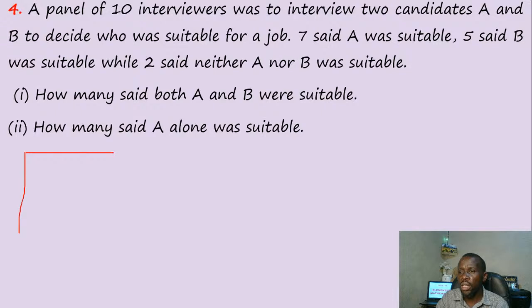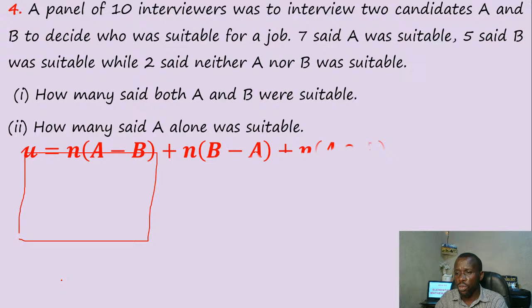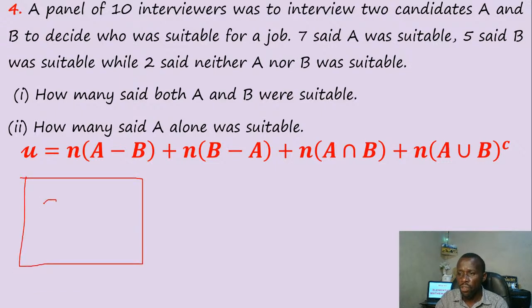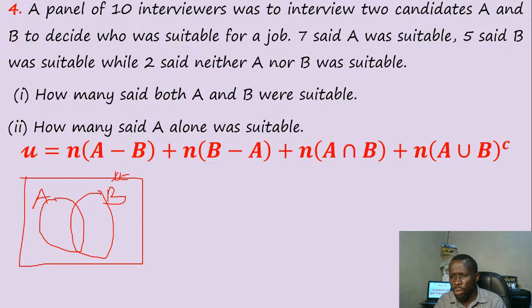Draw the rectangle first. Sorry, the formula is still going to be there, so I have to erase this. Okay, now I have the first rectangle, a circle, and the second one. Now, let's say this is A and this is B, based on what we are given. The universal is 10 interviewers, so my U is 10 here. Can we do a Venn diagram example that has neither? That is what we are doing now.